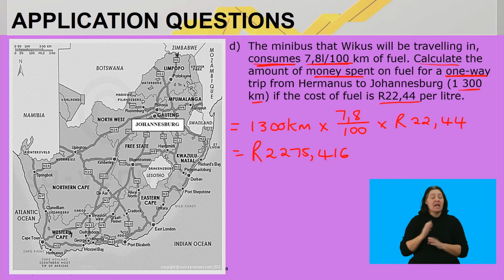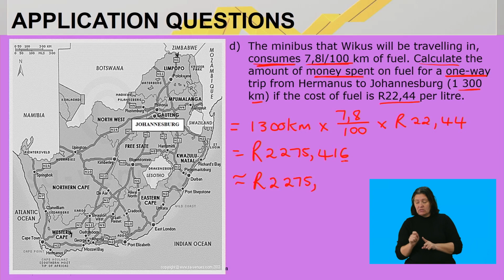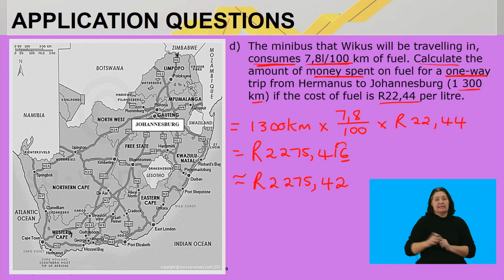Remember, money, we round off to 2 decimal places. So therefore, total to be paid for this one-way trip is 2,275 rand. And so now 2 decimal places, meaning I look at the third digit after my decimal, that's more than 5. So therefore, this needs to change, right? So this becomes 42 cents. 2,275 rand and 42 cents.